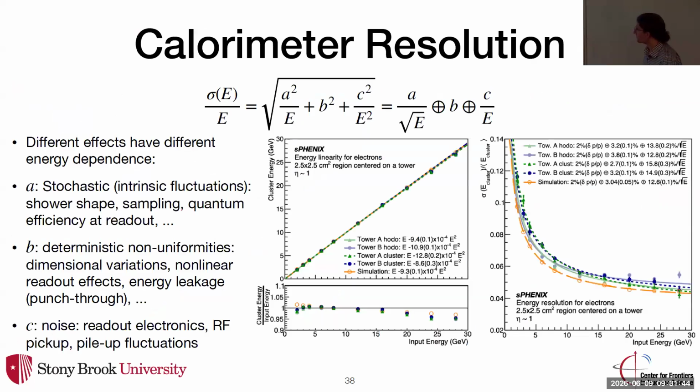All right. So we've talked about the mechanisms that generate the shower. We've talked about how we get the light out. How do these perform? In general, you'll see this written as sigma E over E. So our uncertainty budget on the energy has something over root E added in quadrature with some constant term, added in quadrature with some linear term, 1 over E.